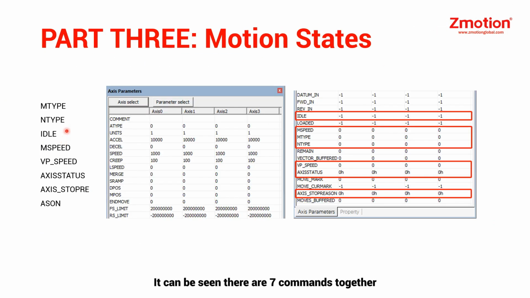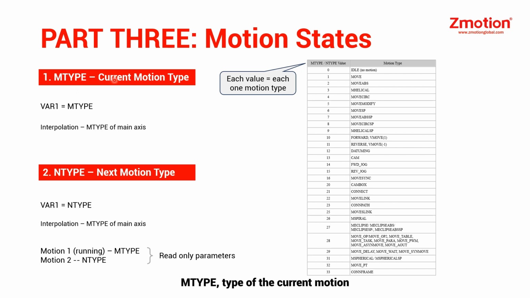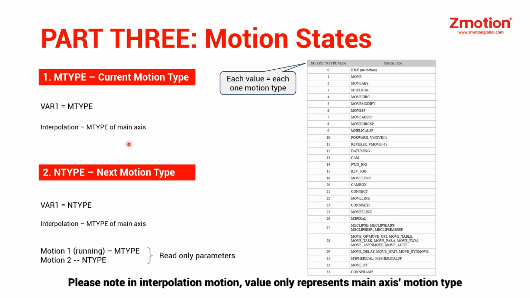There are 7 commands together, and they can be watched in real time in the Axis Parameters window. M-type is the type of the current motion, and this form shows all types. We can judge it from the command return value. If the value is 1, it can be known the current motion is move. Please note in interpolation motion, the value only represents the main axis motion type.